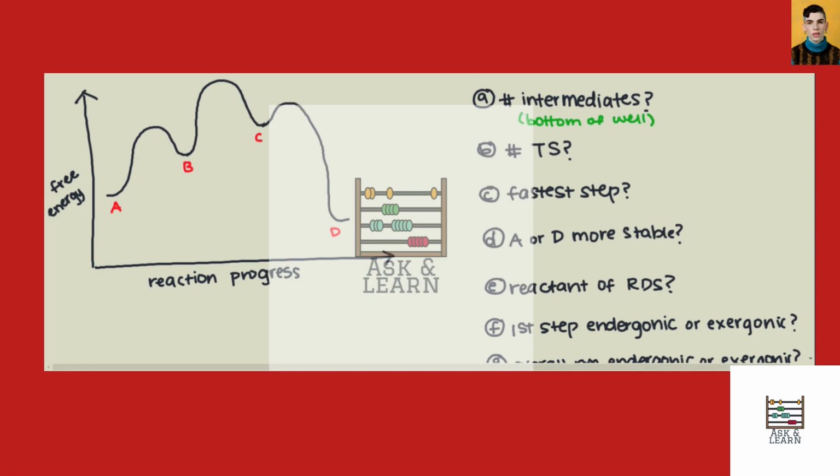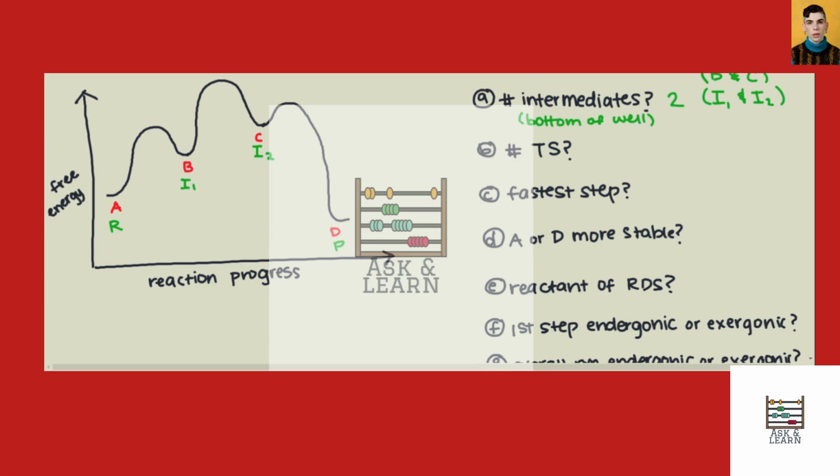So you have A is going to be your reactants, D is your products, B would be intermediate 1, and C would be intermediate 2. So in this one, you would have two intermediates, which are I1 and I2, or rather B and C.